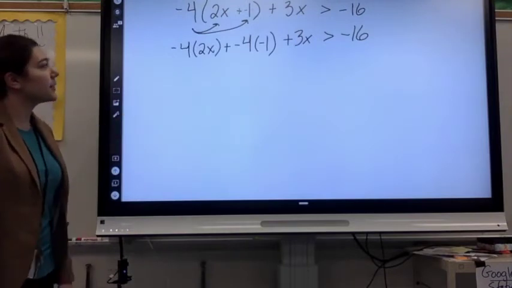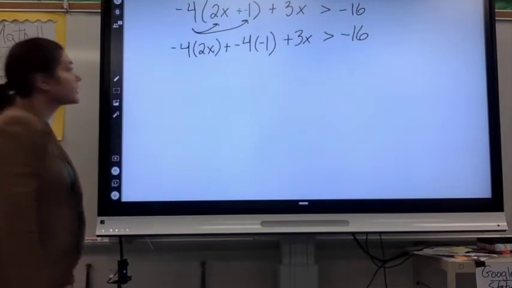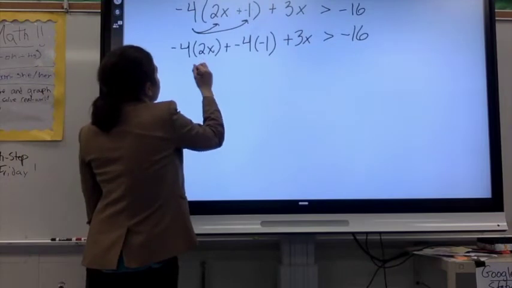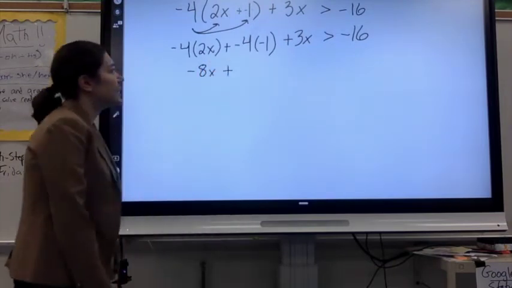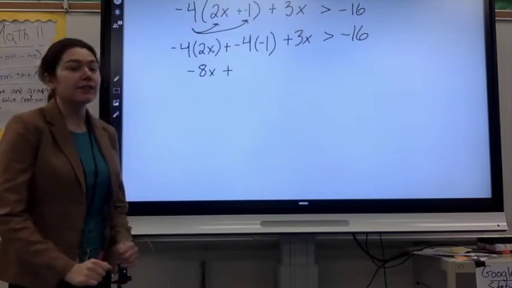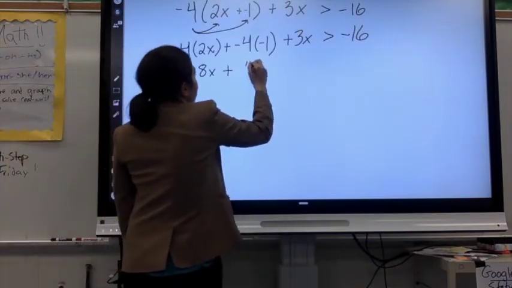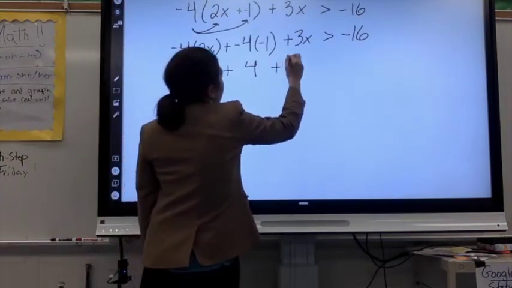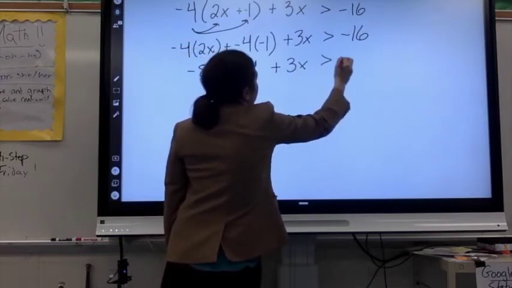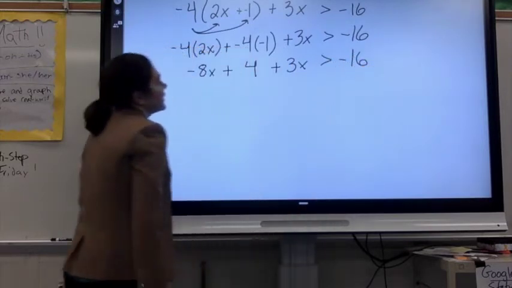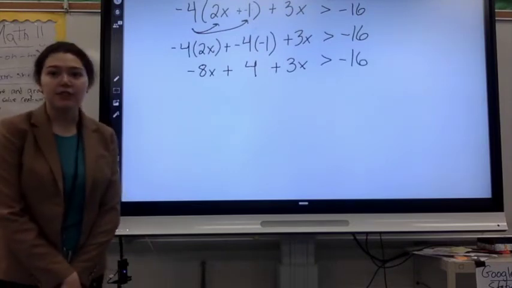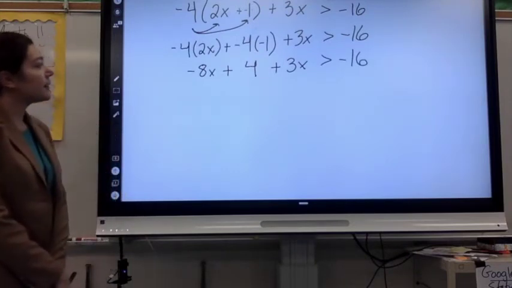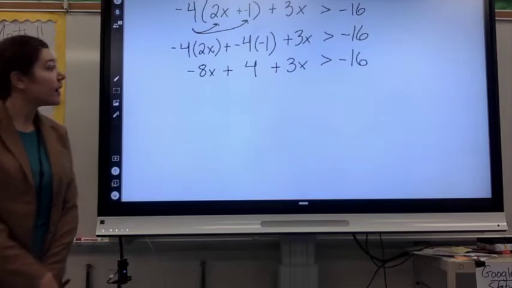Alright, so let me figure out what that is. Actually do the multiplication now. -4 times 2x is -8x. -4 times -1 is +4. Super important: negative times negative is a positive. And then I drop down 3x. It's greater than -16. Okay, now I've taken care of my parentheses. I've distributed by multiplying.